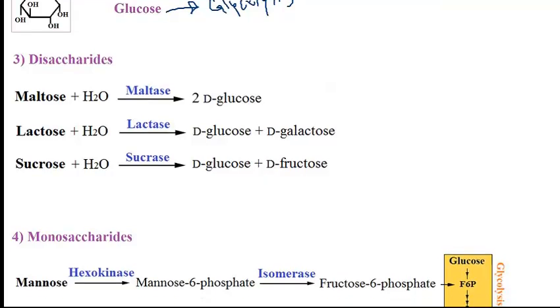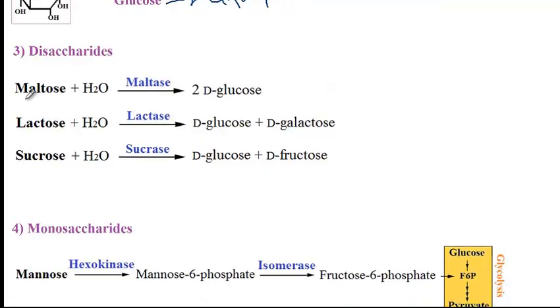Moving on to disaccharides, which includes the maltose, that is made of 2 glucose molecules that are bound together, lactose, which is made of a glucose and a galactose molecule that are bound together, and lactose is found in milk. And then we have sucrose, which is made of a glucose and a fructose molecule. Now breakdown of all these disaccharides, like breakdown of maltose by maltase, will give us glucose that can now enter the glycolysis pathway. Lactose breakdown will give us glucose. Again, glucose, all these can enter the glycolysis pathway.